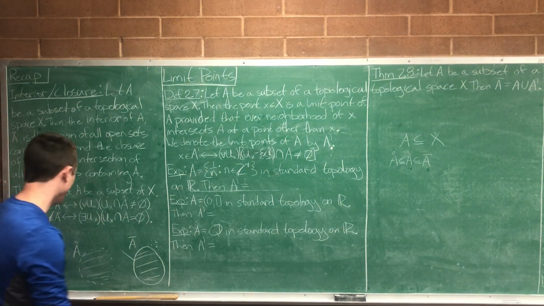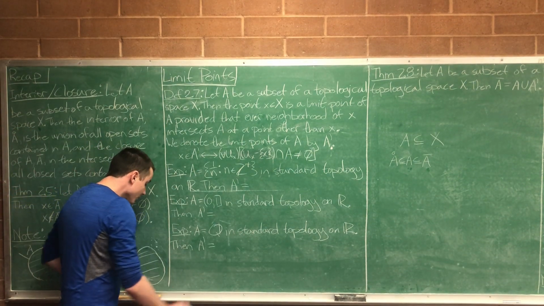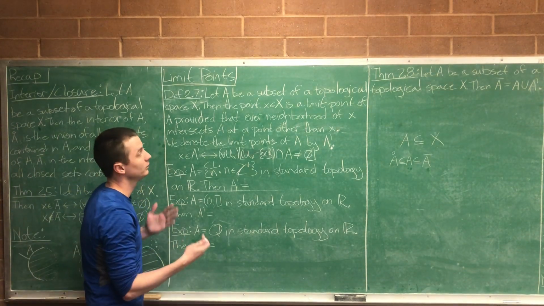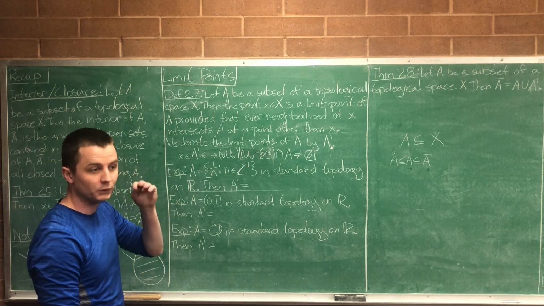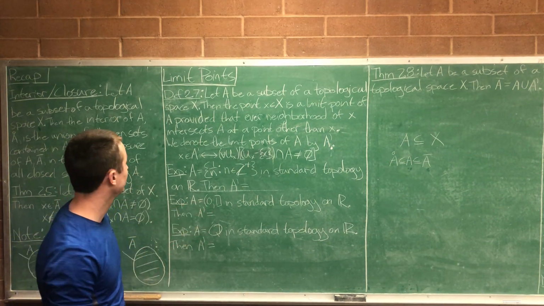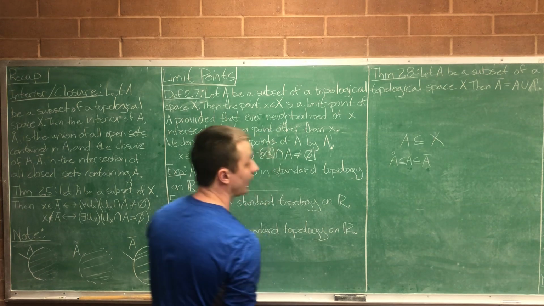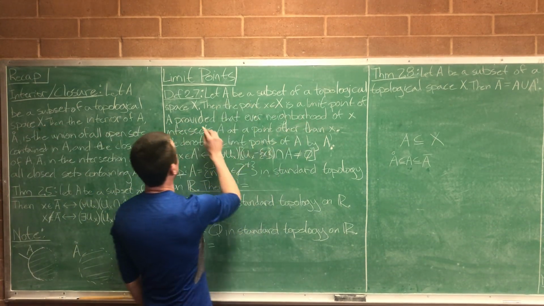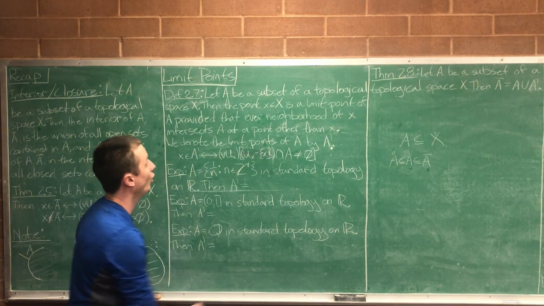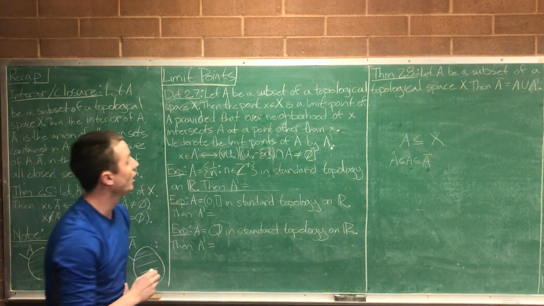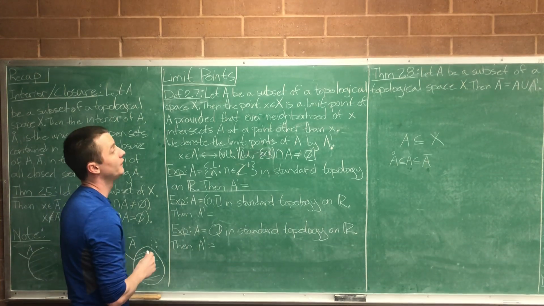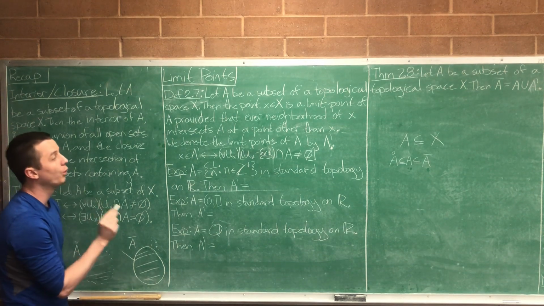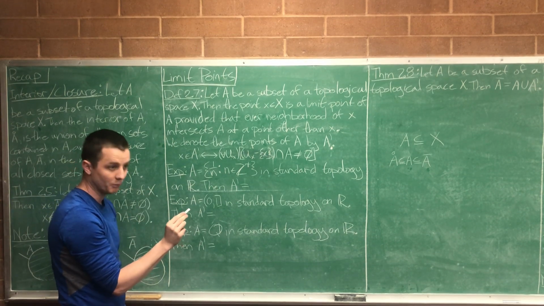Okay. So now we start new material, section 2.2. Section 2.2 is all about limit points. And these are going to be limit points just like they're defined in calculus. For those of you who have taken calculus, we're talking about the same exact thing here. So let A be a subset of the topological space X. Then the point little x in big X is a limit point of A, provided that every neighborhood of X intersects A at a point other than X. It's a mouthful of a definition.